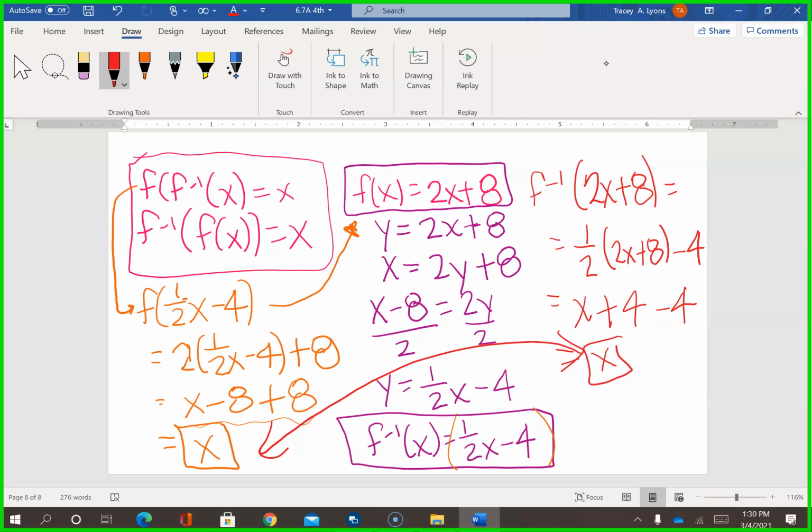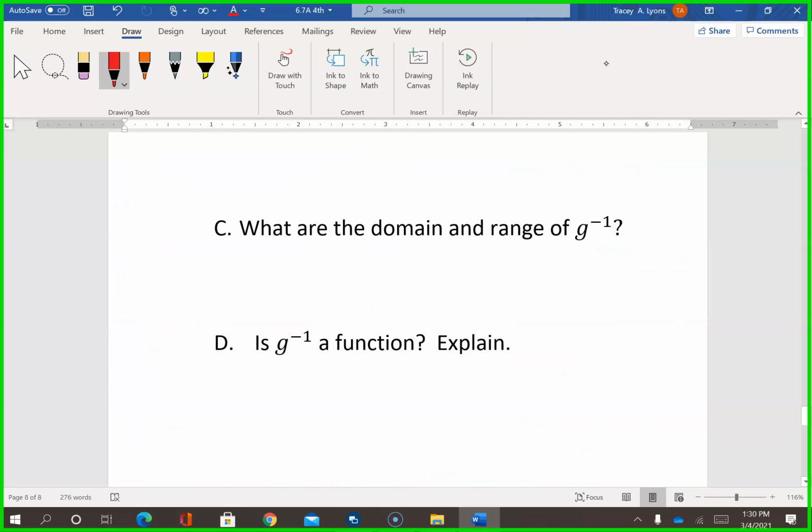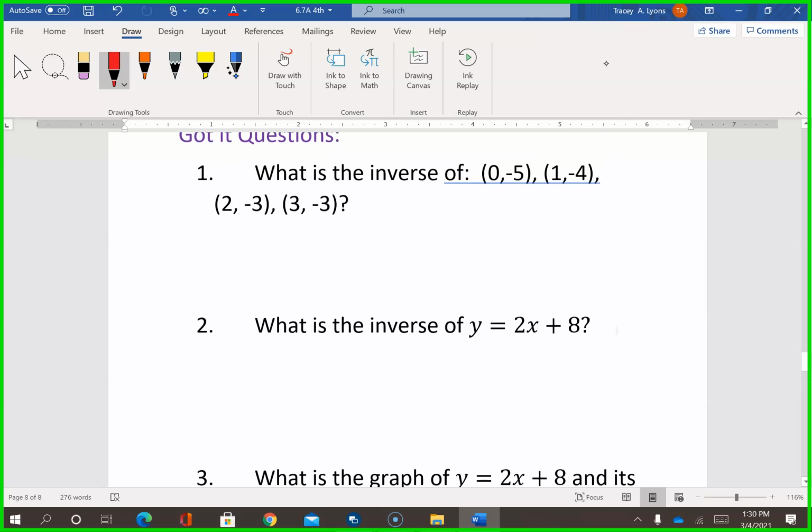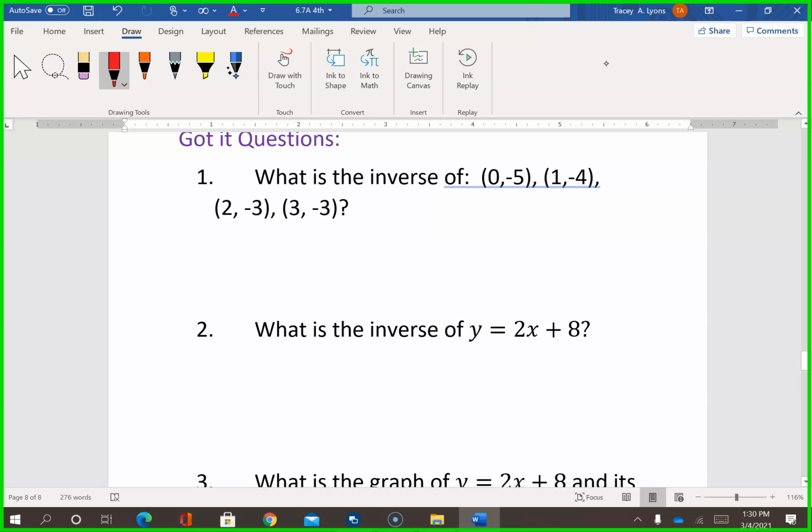Another part of yesterday, we'll just back up just a little bit, was how do you graph inverses? How do you know if they're inverses of each other? So this is one of the got it questions. I'm kind of jumping around a little bit. Okay, let's go to this first one. What is the inverse of 0, negative 5? Flip them over. So you'd go through the same thing on every single ordered pair and just flip them over.